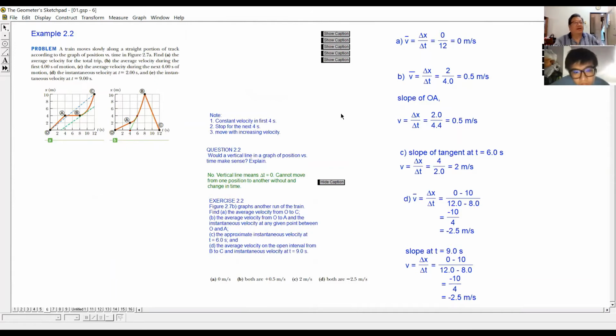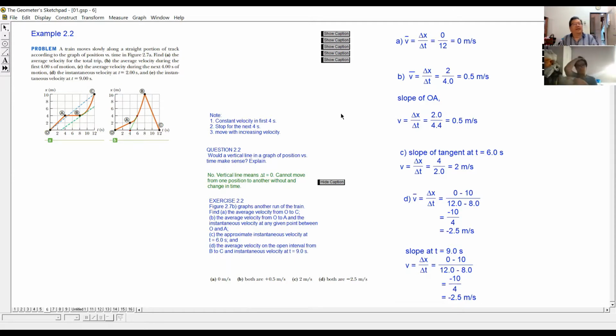Okay, let's see question 2.2. Example 2.2, problem. So you read the problem from A to E. A train moves slowly along a straight portion of a track according to the graph of position versus time in figure 2.7a. Find A, the average velocity for the total trip, B, the average velocity during the first 4 seconds of motion, C, the average velocity during the next 4 seconds of motion, D, the instantaneous velocity at t equals 2 seconds, and E, the instantaneous velocity at t equals 9 seconds.